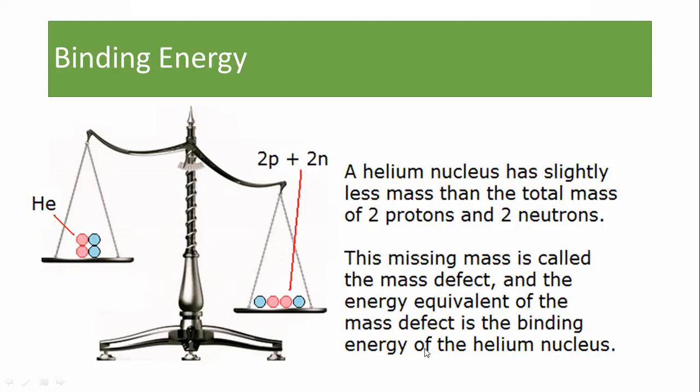The reason is the forces that are there. This is the binding energy which binds the nucleons, the protons and the neutrons, within the nucleus. And where is it coming from? It is coming from the missing mass, which we call the mass defect, which is the difference between the actual mass and the calculated mass.